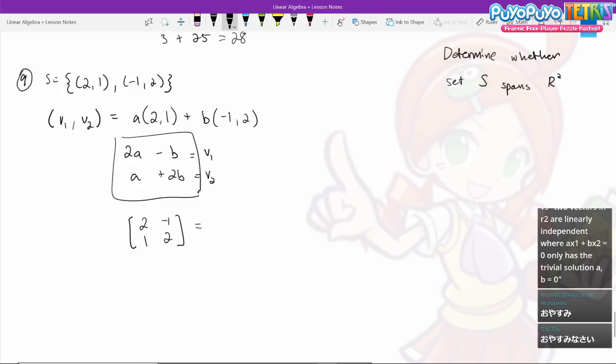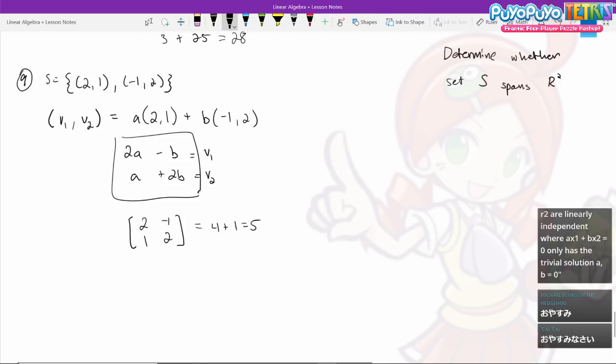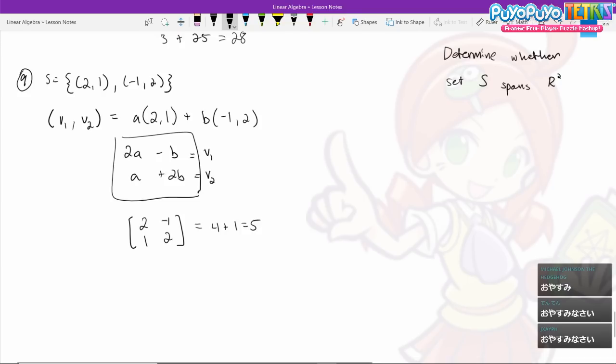Well, that's easy. So 4 + 1 = 5. So this is a spanning set.